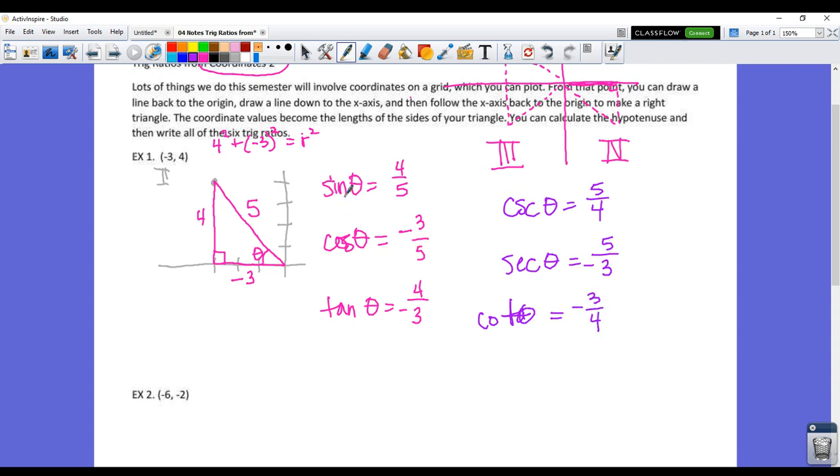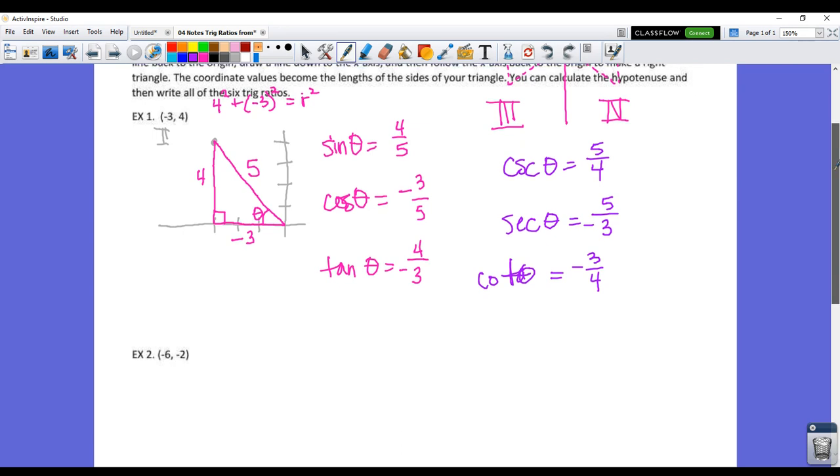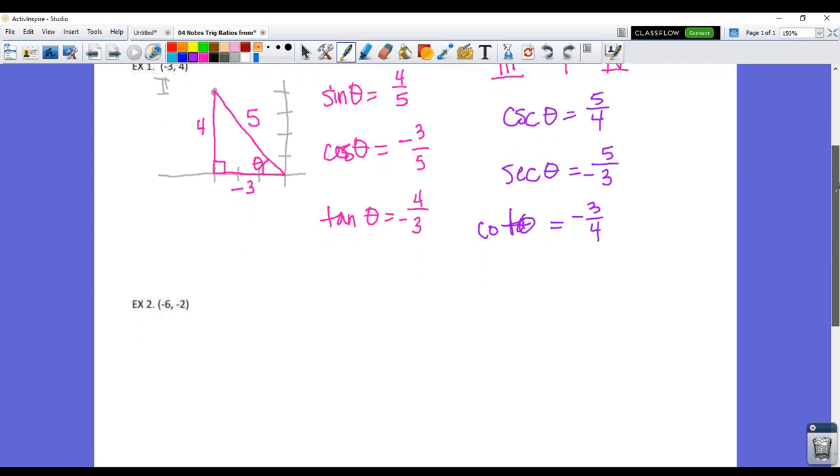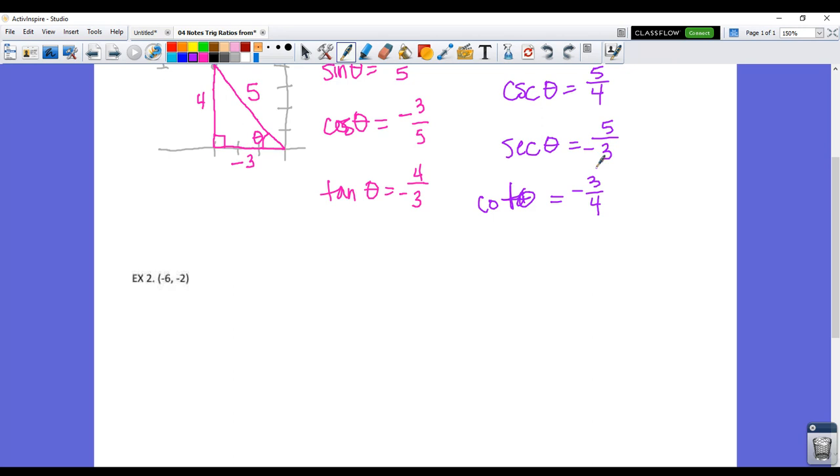So depending on the quadrant, when one of the three sides, it's not a negative length, but it's a negative point. That's really what I want to get across here: even though it's not technically a negative length, because it's in the second quadrant, this side is negative.